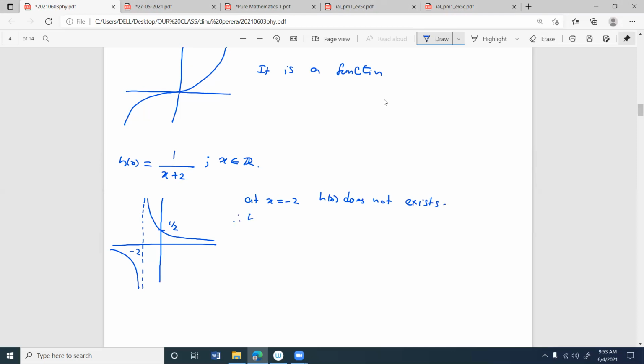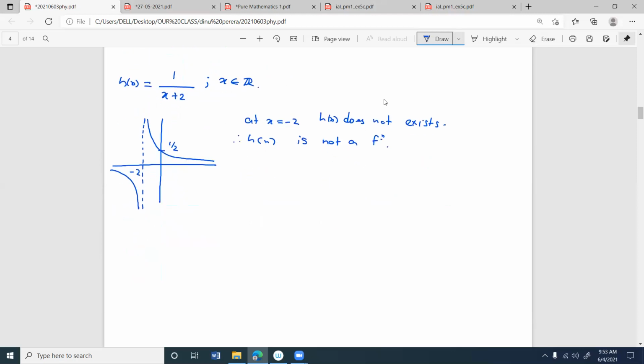Therefore, h(x) is not a function. Okay, that's a simple way of reading this. Then what is your opinion on this?